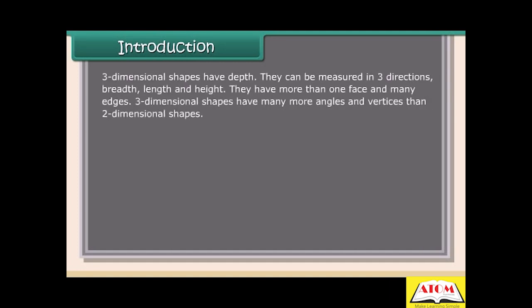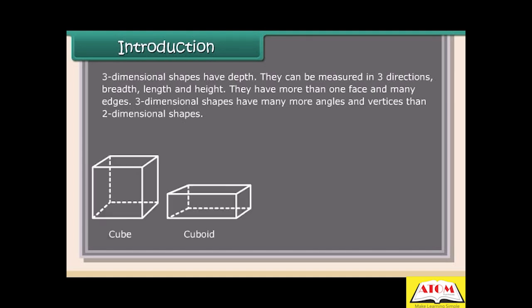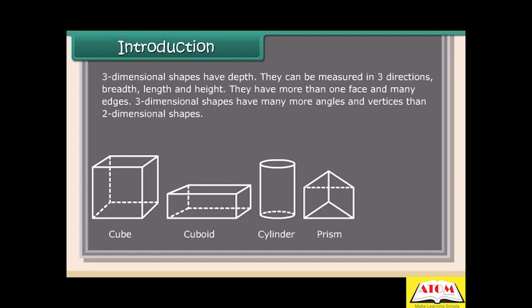Three-dimensional shapes have depth. They can be measured in three directions, breadth, length, and height. They have more than one face and many edges. Three-dimensional shapes have many more angles and vertices than two-dimensional shapes, such as cube, cuboid, cylinder, prism, pyramid, etc. Two-dimensional shapes, three-dimensional shapes.